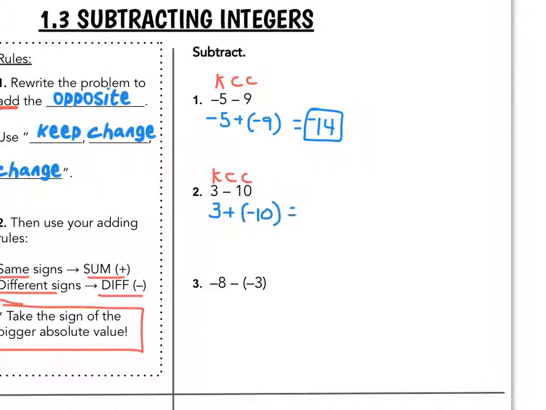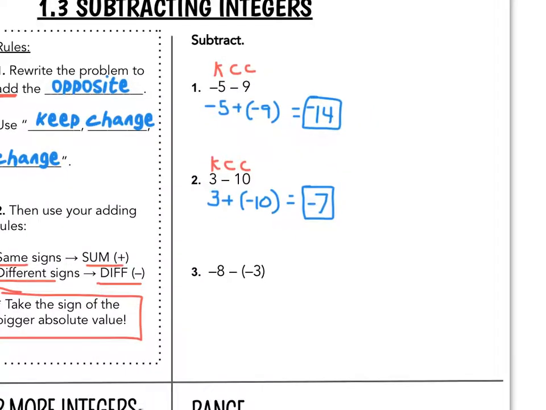All right, and now we use our adding rules. Here we have different signs. Different signs, you find the difference. So you can subtract 3 from 10, which is 7, and you take the sign of the bigger absolute value. 10 has a bigger absolute value and it's negative, so we have a -7. And then we box our answer. Okay, let's try it one more time.